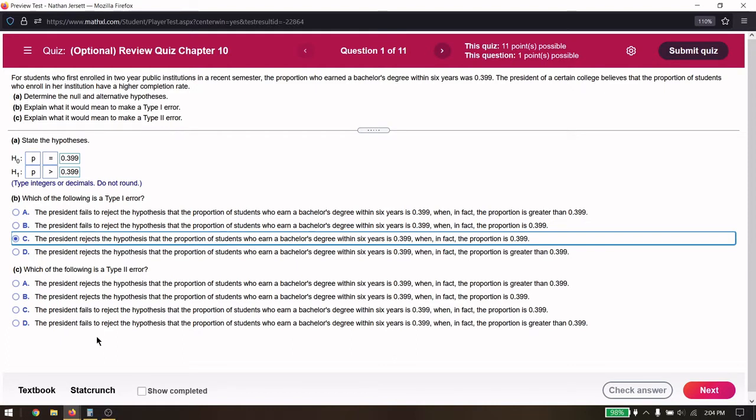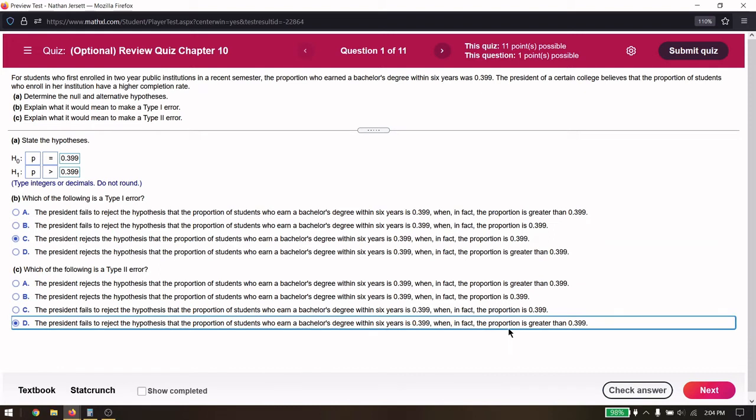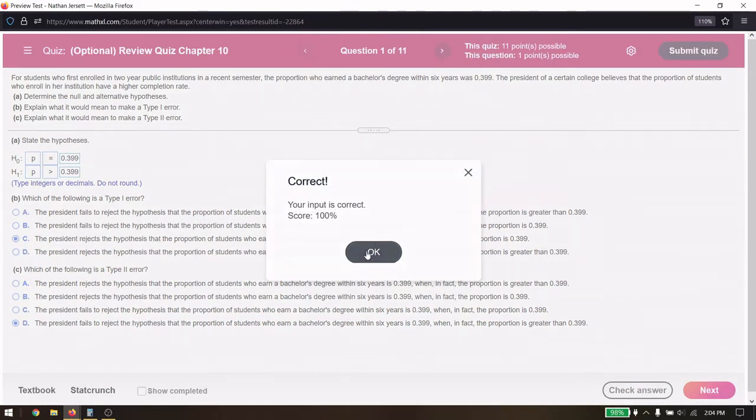Type 2 is where we do the opposite. We fail to reject, so it should be C or D again, where we fail to reject when in fact the alternative hypothesis is true. So in fact, it's greater than 0.399. That's what D says. D says the population proportion is greater than 0.399, but we fail to reject this null hypothesis, and so we think it is 0.399. That's also an error, of course. Check that, and that's all correct.